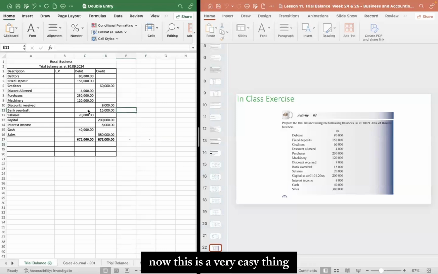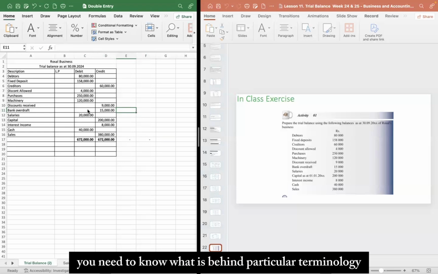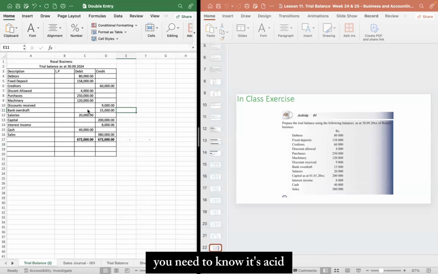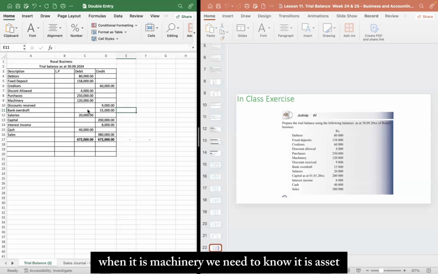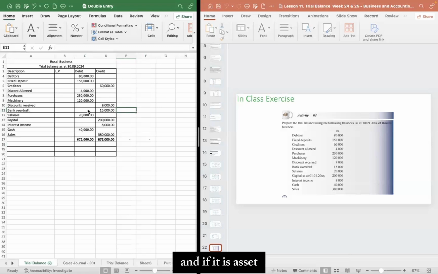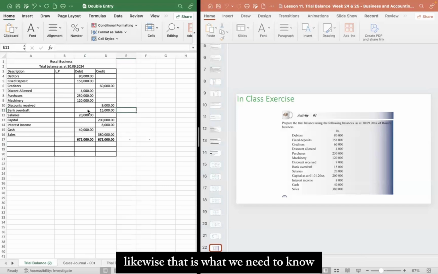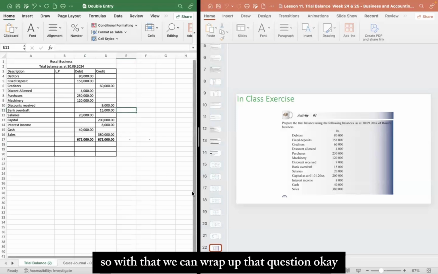Now, this is a very easy thing. The only thing is you need to know what is behind the particular terminology. For example, when it is named fixed deposit, we need to know it's an asset. When it is machinery, we need to know it is an asset. And if it is an asset, that account should usually carry a debit balance. That is what we need to know. So with that, we can wrap up that question.